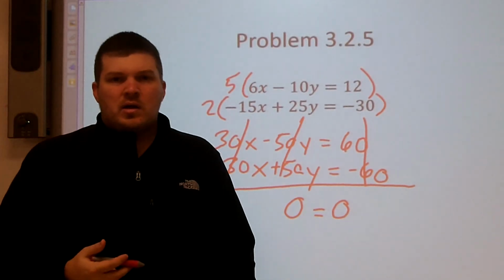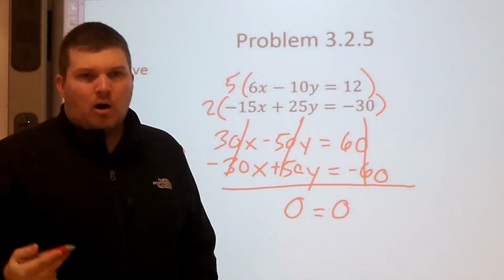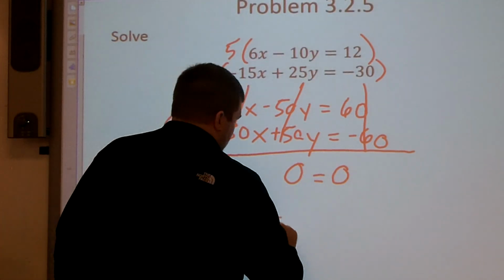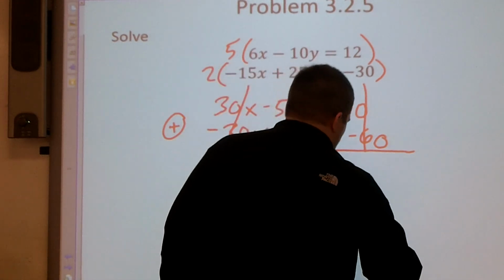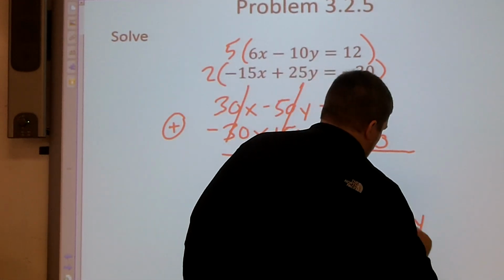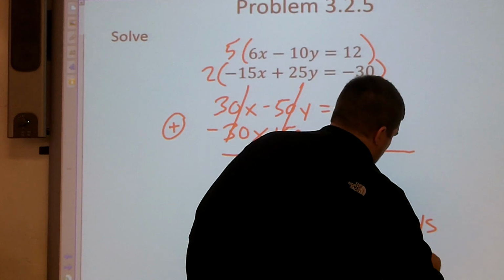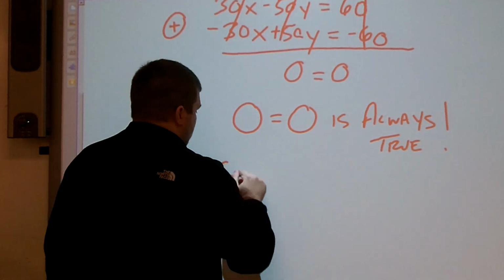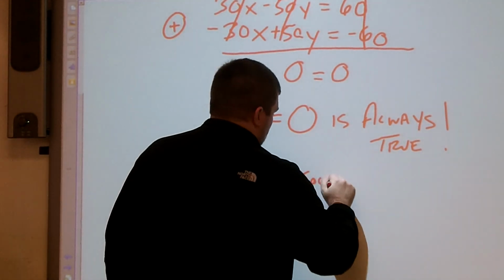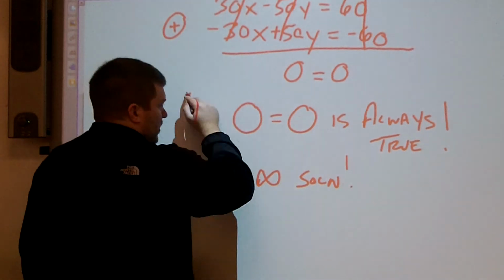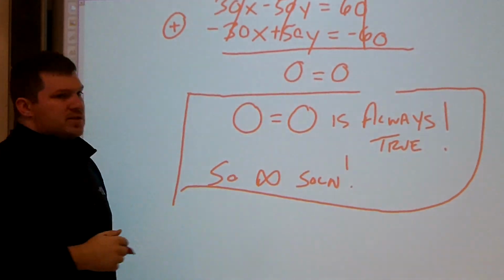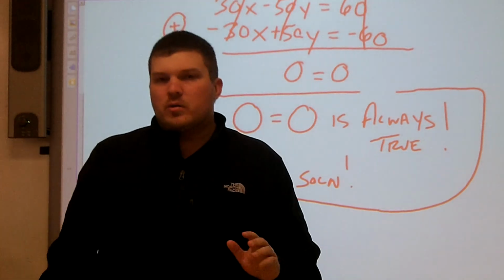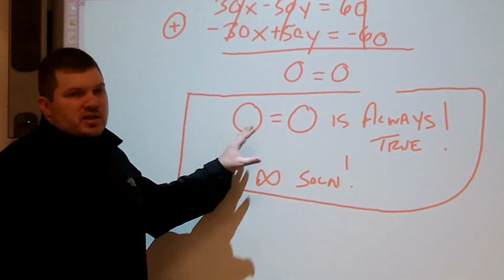Well, that's strange. But we know that 0 is always equal to 0. So 0 equal to 0 is always true. So what that means is there are infinite solutions. Okay, so we get something equal to itself, something that's always true. No matter what we do, we're going to get a true answer. So that means that there's an infinite number of solutions.